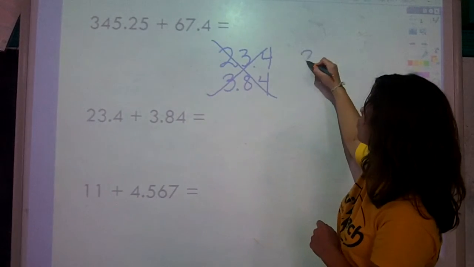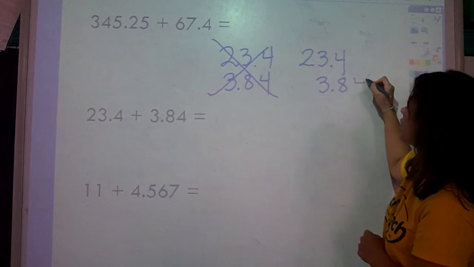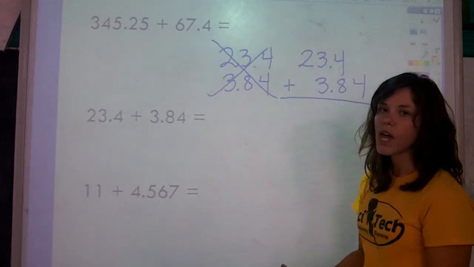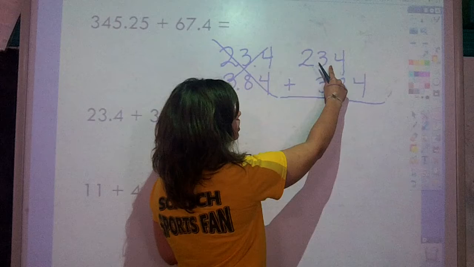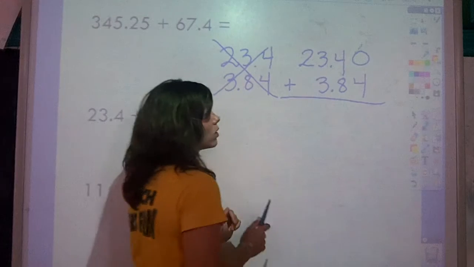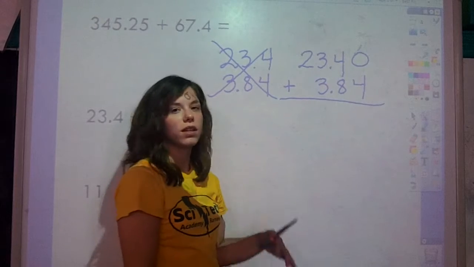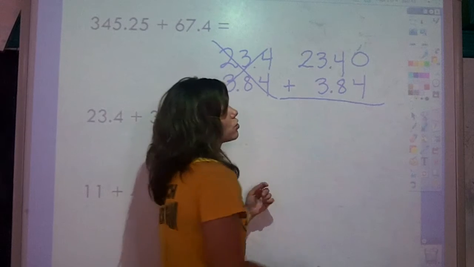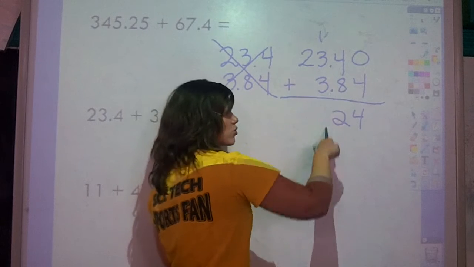This is wrong. 23 and 4 tenths, 3.84. So step 1, line up your decimals. Step 2, fill in zeros anywhere that the problem looks incomplete. In this case, there's only 1 number to the right of the decimal, and there are 2 here, so I'm going to fill in a 0. Right now, this is $23.40. If I add a 0, it doesn't change the value. Adding a 0 behind a decimal doesn't change my value. Now let's add as usual. Remember what to do with this decimal, bring it straight down.